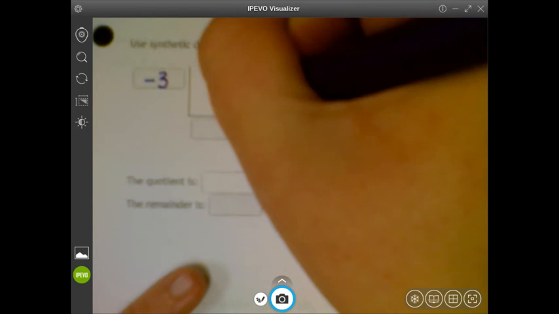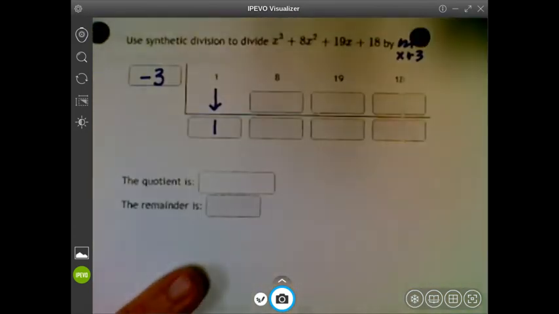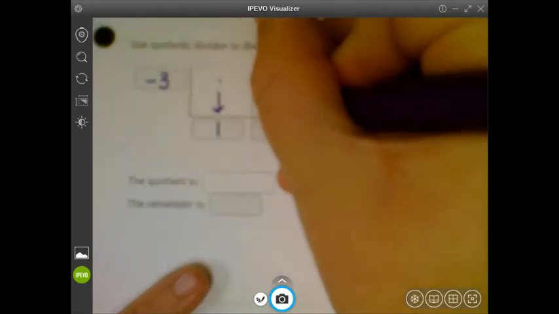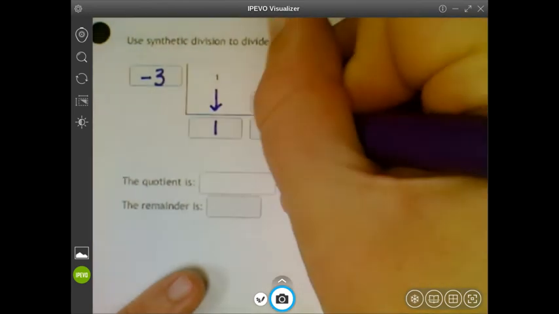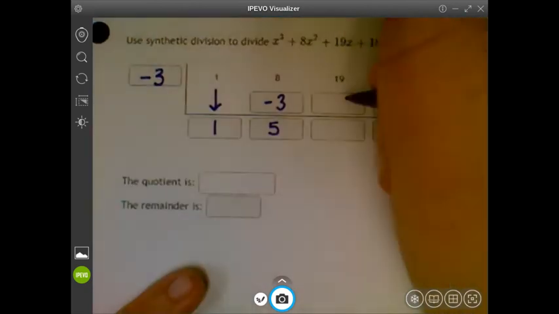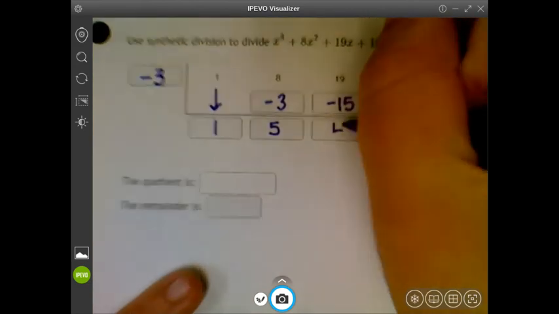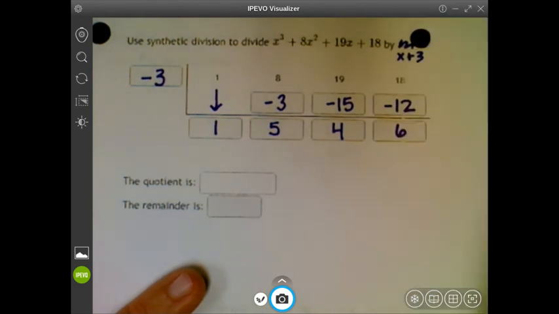The first number, whatever it is, it always just comes straight down. And then we multiply. 1 times negative 3 is negative 3. And then we add 8 minus 3 is 5. And you just repeat this process over and over and over till you get to the very end. 5 times negative 3 is negative 15. Add them together, you get 4. 4 times negative 3 is negative 12. Add them together, and you get 6.